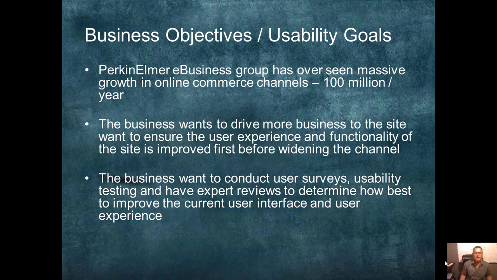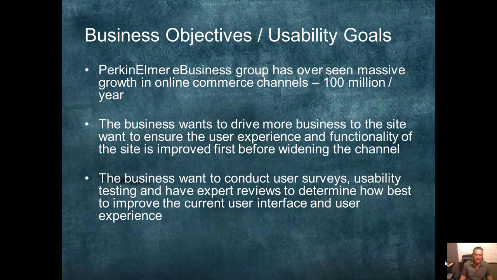So as far as business objectives, when I first got to PerkinElmer, we had maybe $5 or $10 million in e-procurement or e-business. Today we do like $100 million. And the e-commerce portion of that is about 30%. So maybe $30 million a year in actual e-commerce transactions. And we want to grow that.